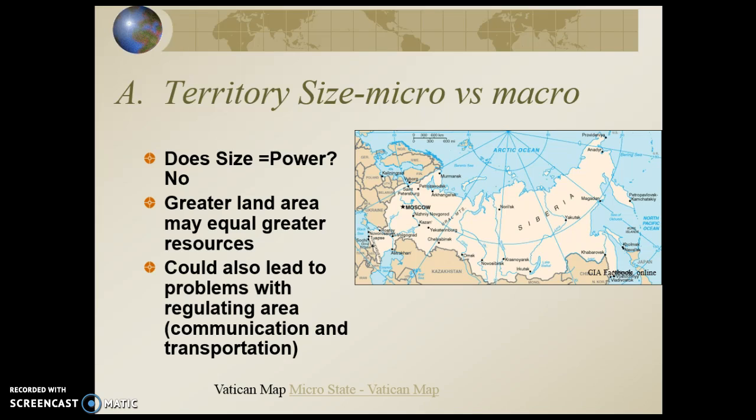Does size equal power? No. There are a lot of microstates, as we looked at with Sealand, but also the Vatican. And there are a lot of macro states, large states like Russia and the United States. And the size of it doesn't necessarily equal power. The Vatican City is a very small state, but it has a significant amount of political power around the world.